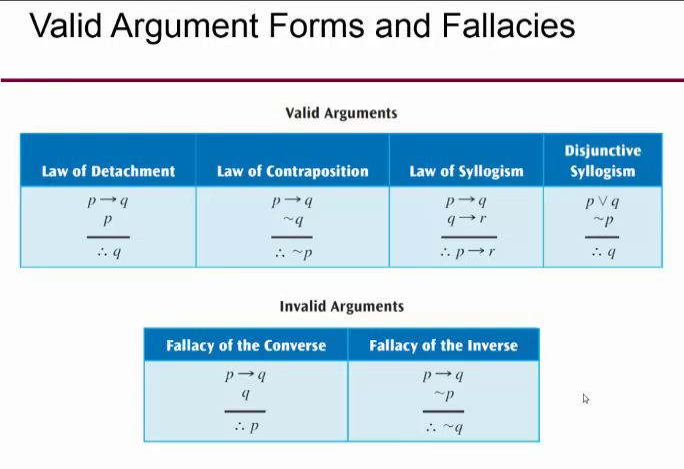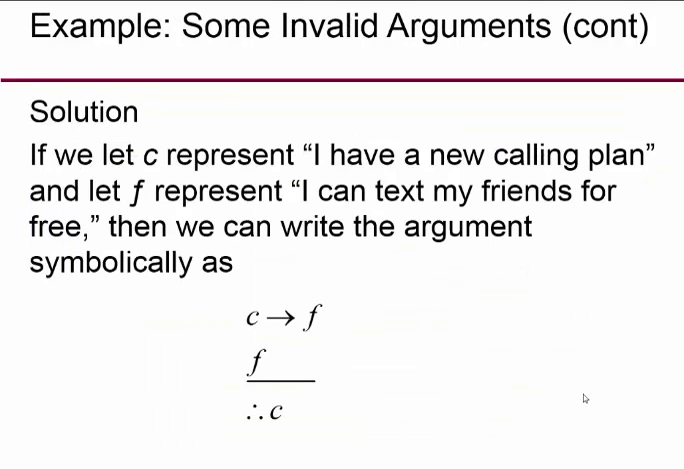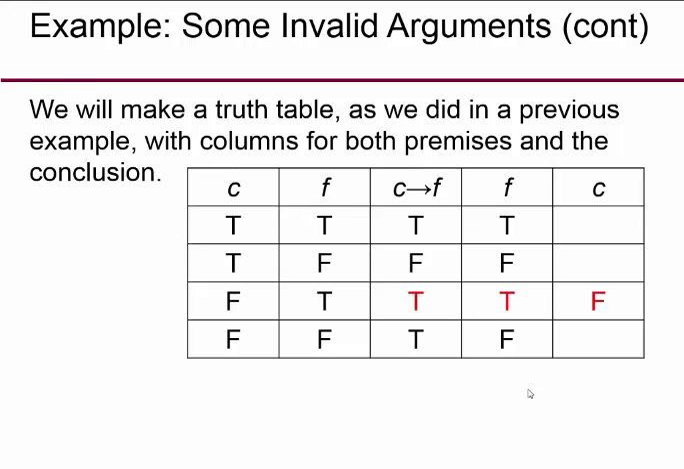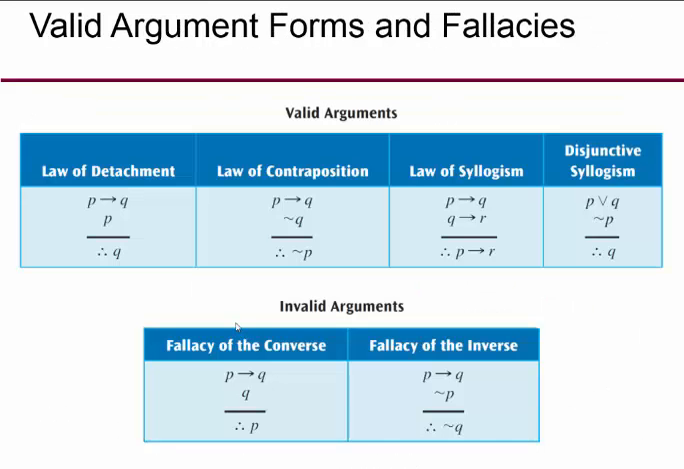So let's go back here. This form of the argument might be one of the common forms, and if it is, then we can automatically say that it is invalid. So just remember the form of that particular argument. And so here we have some that are invalid, if you will. Here's the fallacy of the converse. If it's in this form, it's always going to be an invalid argument. Here's the fallacy of the inverse, and if it's in this form, it's always going to be invalid.